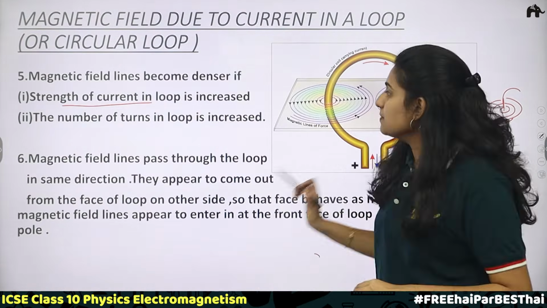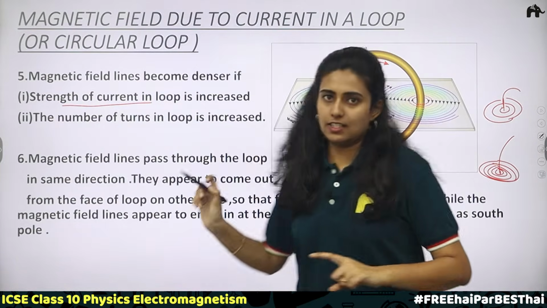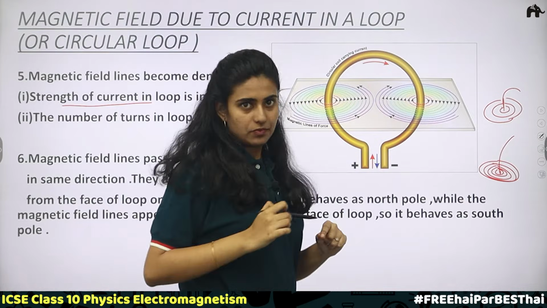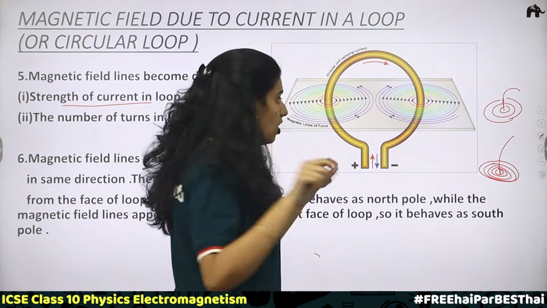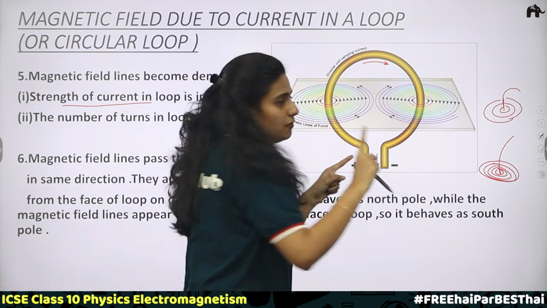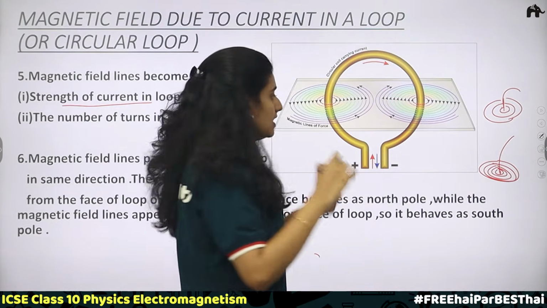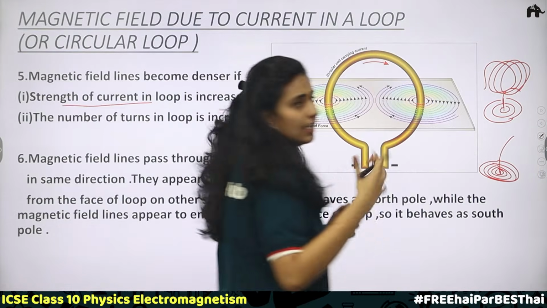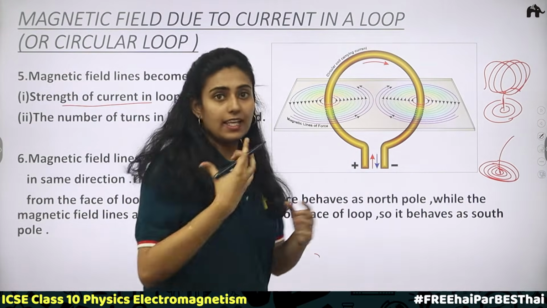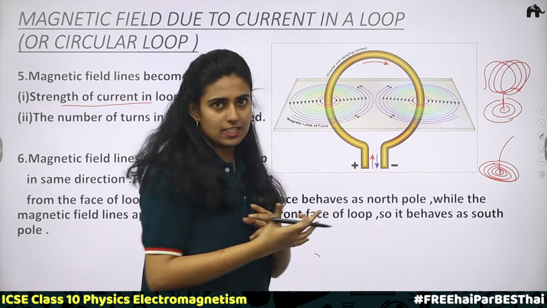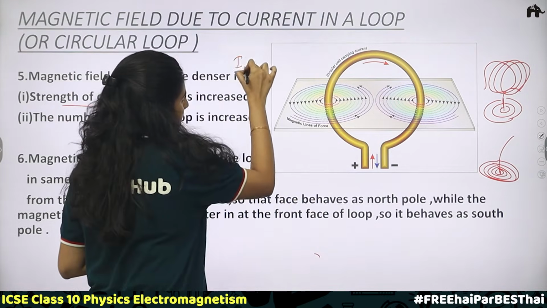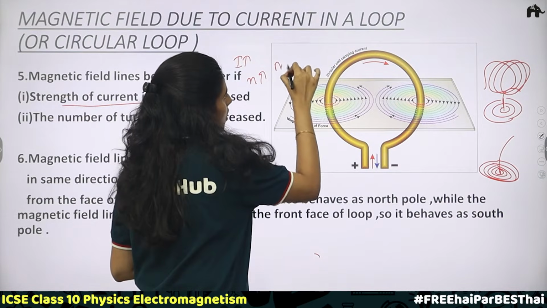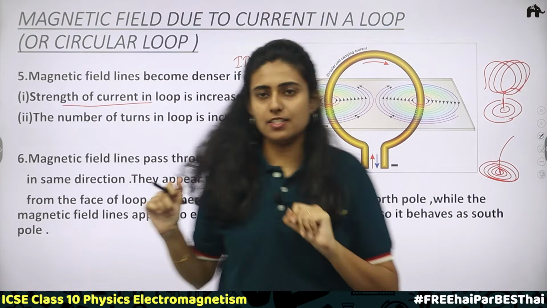The next point: the number of turns in the loop is increased. Here you are taking the case in which there is only a single turn. That is, you are taking a straight long conductor and it has been bent in the form of a loop. When you are increasing the number of turns, 1, 2, 3, 4, like this, again the magnetic field increases. First, current increase. Second, the number of turns increase. Magnetic field also increases. So this is the fifth point.